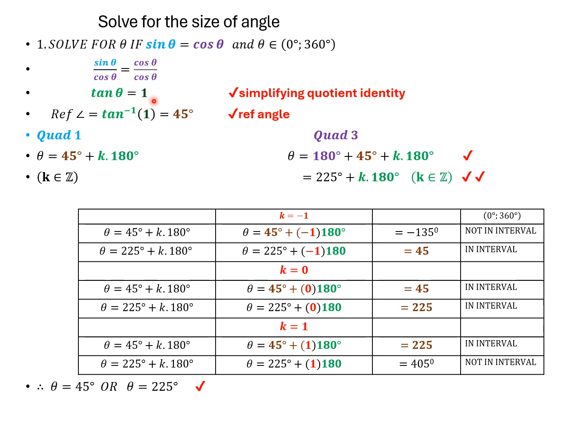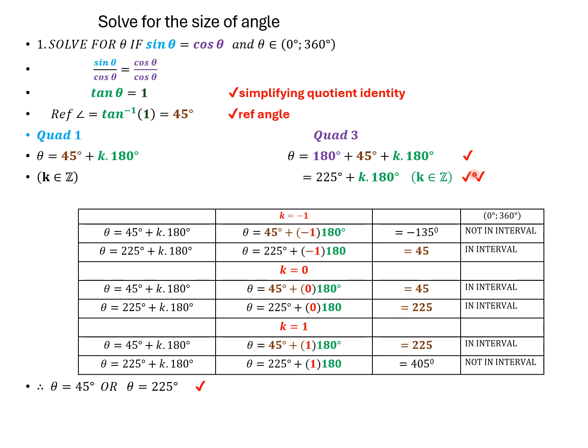Tan there is given as positive 1. So tan is positive in quadrant 1 and quadrant 3. So in quadrant 1, the angle theta equals 45 degrees plus k times 180. Quadrant 3, it equals 180 plus 45 plus k times 180. K times 180 because we're dealing with tan. Alright, 180 plus 45 would then give me 225. So 1 mark there for creating the two equations, and 2 marks here for simplifying.